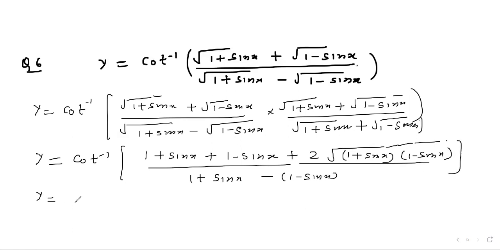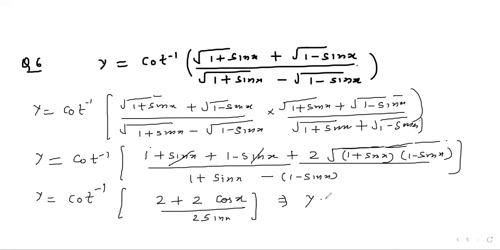Now we further write y equal to cot inverse. Here sine x will cancel out, and this will become 1 minus sine square x, and that will be cos square x inside under root. When under root is removed, it will become cos x, and what becomes 2. So 2 plus 2 cos x divided by, when we open the bracket, 1 will get cancelled, and 2 sine x will be left. So we get y equal to cot inverse. If you take common 2, then this 2 will get cancelled. So (1 plus cos x) divided by sine x.